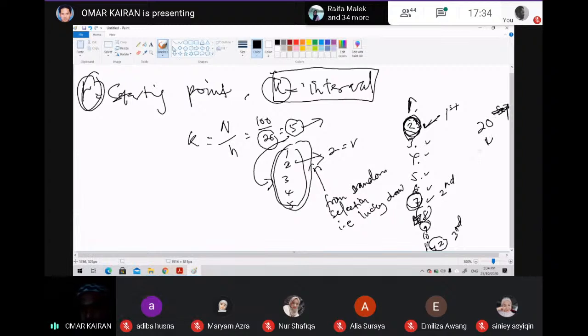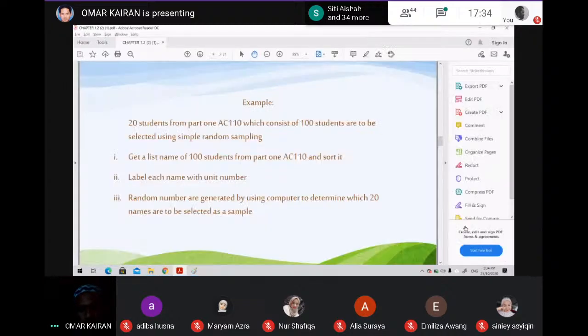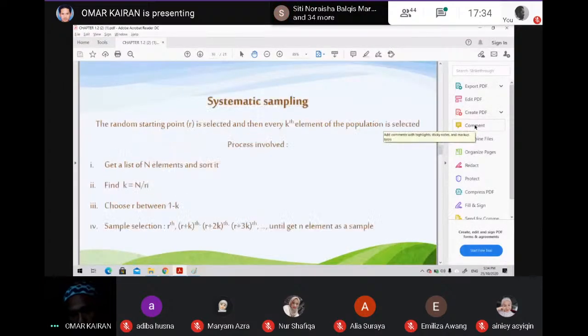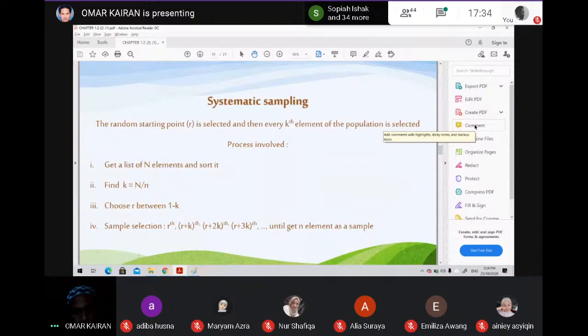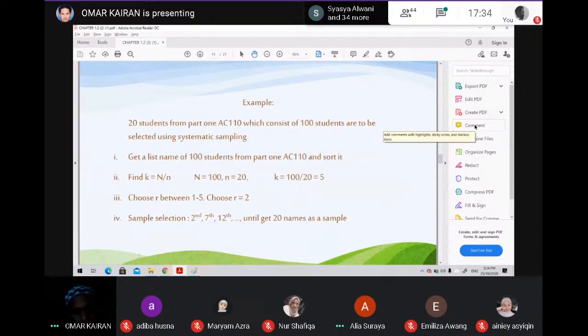Lastly, you will get the samples based on this. Okay, this is what we call systematic random sampling. Okay? For the example given: numbers 2, 7, 12 until we get the 20 names as a sample. So this is the example.